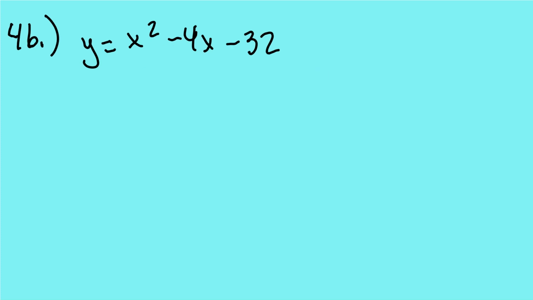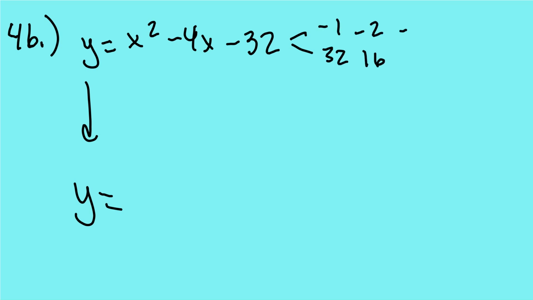All right, 46, x squared minus 4x minus 32. Remember, the y is just hanging out, so I know the y is going to drop down. Now, how do I get negative 32? Negative 1 and 32. Negative 2 and 16. Negative 3 doesn't work. Negative 4 and 8. And I stop because negative 4 and 8 gives me 4.